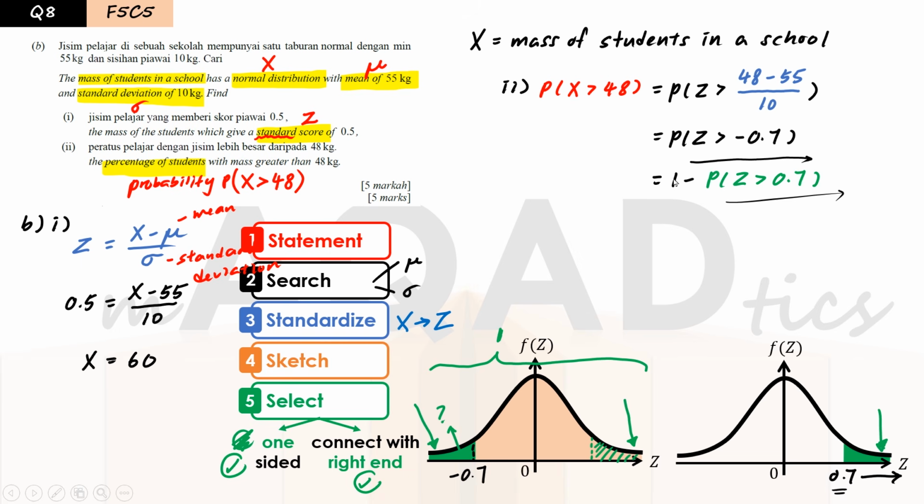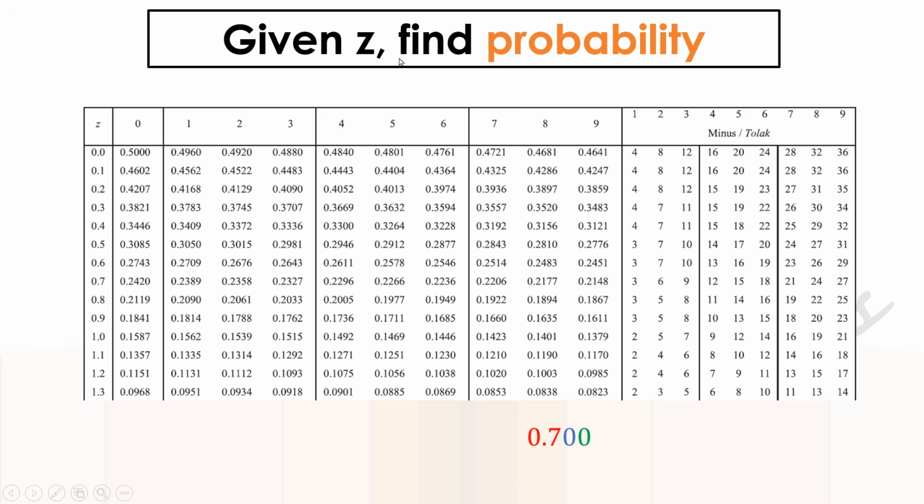Okay, so now our probability would be 1 minus the probability where z is greater than 0.7. And since this region satisfies both criteria, let's go to the tables to find out the probability. Alright, so we are given the value of z, which is 0.7, and let us find out the probability. Right, so this table here is actually a snapshot of the standard normal distribution table, right? And it helps us to find out the probability using these two steps, right?